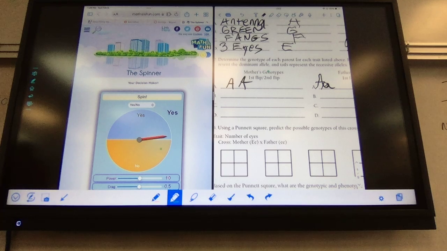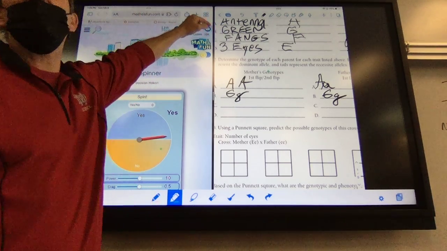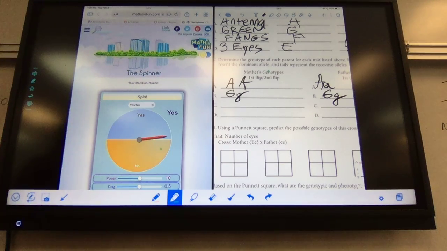So I have a capital G and a lowercase g. Do the letters have anything to do with it? Do the letters have anything to do with it, or are you just randomly choosing letters? You should have the letters be what the trait was. So I chose A for antenna, G for green.